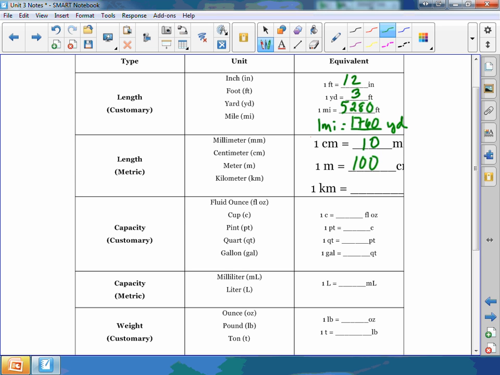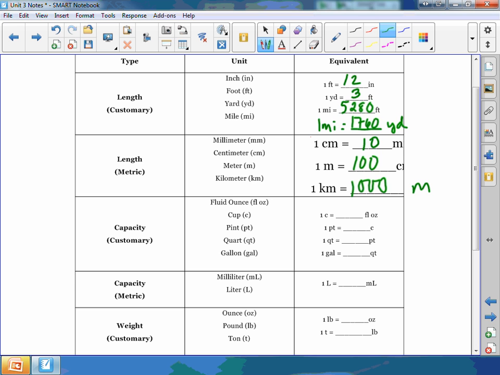And then I think this says meters out here, right? A kilometer is how many meters? 1,000. Okay, so that was your metric version of length, the ones that we're going to use. Now, this is by no means all of the forms of measurement, but these are the most common ones.